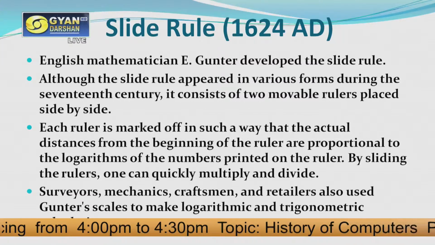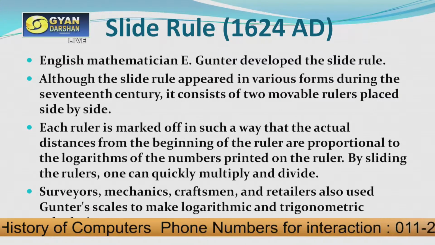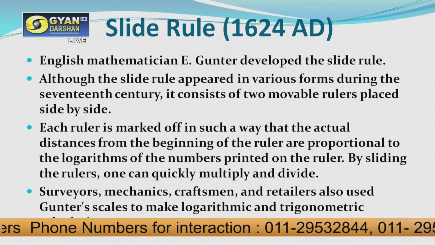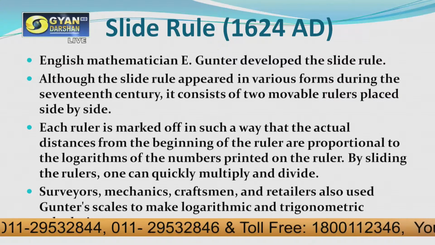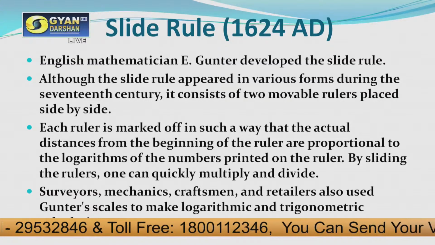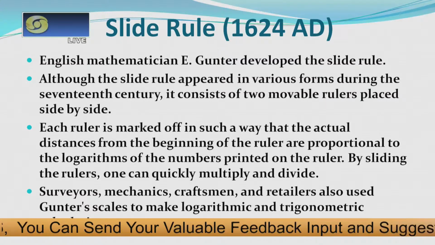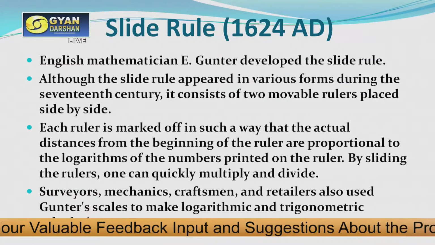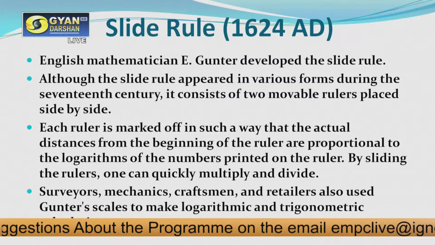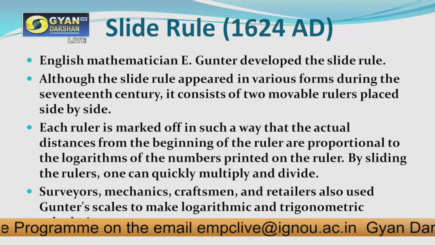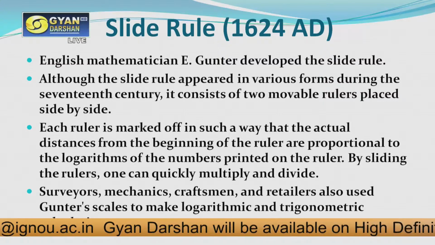This particular slide rule was invented by an English mathematician, Gunter, and we can call this device Gunter's rule also. The slide rule appeared in various forms during the 17th century, and it consists of 2 movable rulers placed side by side. Even now in some of the museums, when you visit the UK, you have these Gunter slide rules displayed. Each ruler is marked off in such a way that the actual distances from the beginning of the ruler are proportional to the logarithms of the numbers printed on the ruler. So by sliding the rulers, one can quickly multiply or divide.